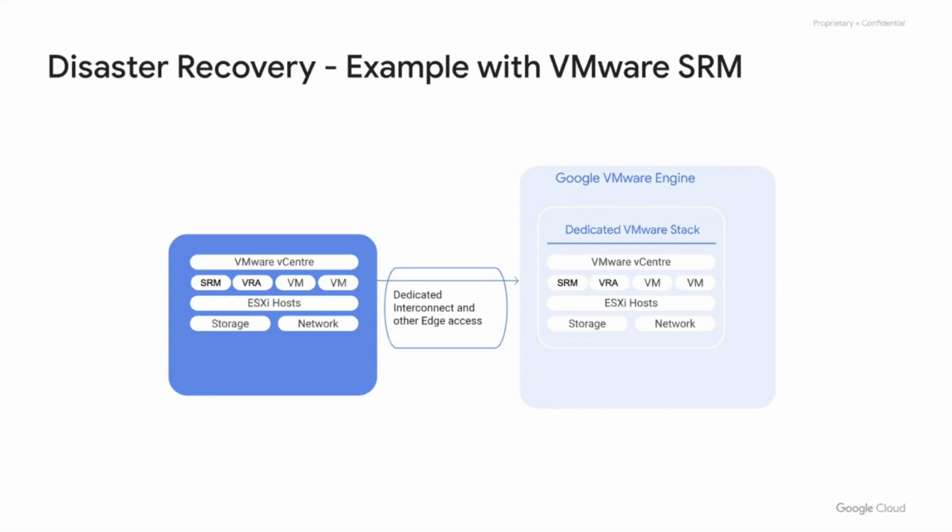The right-hand side is the Google VMware Engine. The dedicated VMware stack is installed on bare metal hosts running within the dedicated isolated environment that GVE provides. And within this environment, customers can, on their own, set up and configure Site Recovery Manager and vSphere Replication.